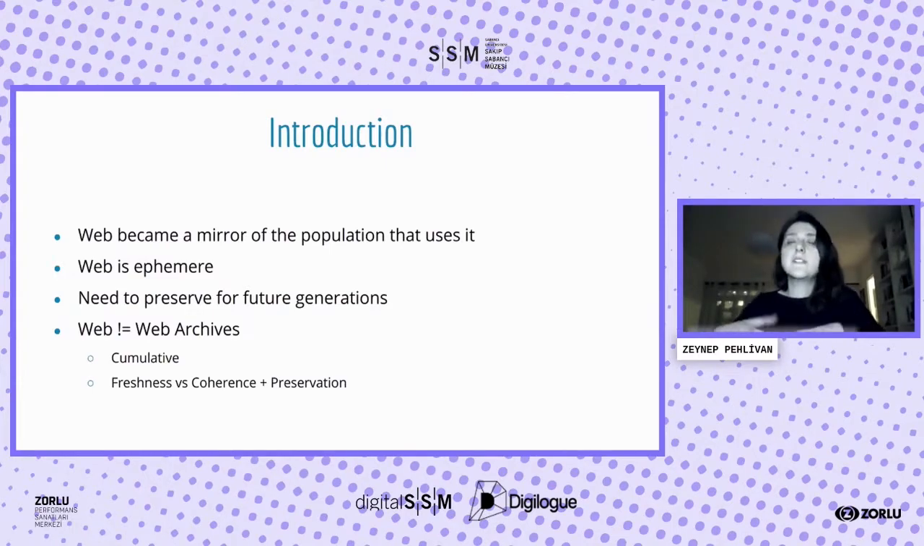But we shouldn't think that web archives are equal to the web. It's not at all. First of all, web archives are cumulative. It's not like the web, because on the web there is only one index, and for web archives, for the same web page, we have several different versions. Second, when you search for something on the web, you look for freshness. You would like to get the latest update, the latest information. But in web archives, what you are looking for is more coherence and preservation.